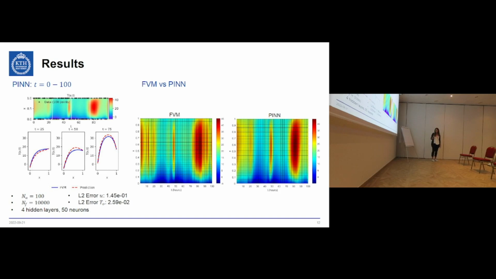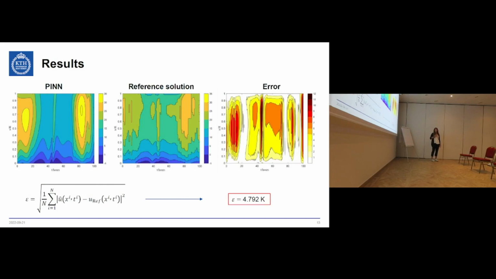We also analyzed a little bit more in detail. I won't describe too much detail about how we found this reference solution; it's more like a finer mesh of the numerical method. But I think what's important to notice here, first of all, is that we analyzed the root mean square error between this reference solution, which we defined to be the closest to the analytical solution, and the PINN. And the error was around 4.8 Kelvin.